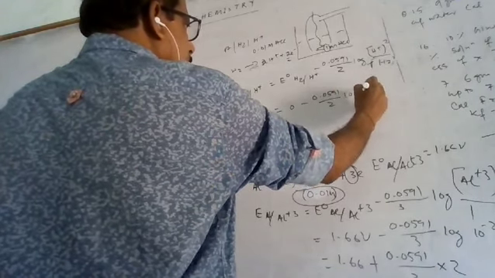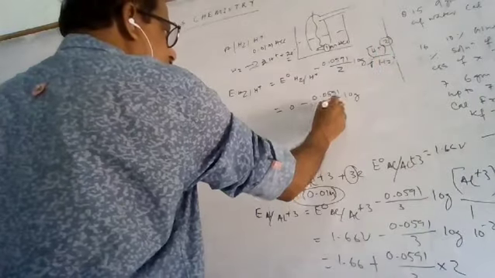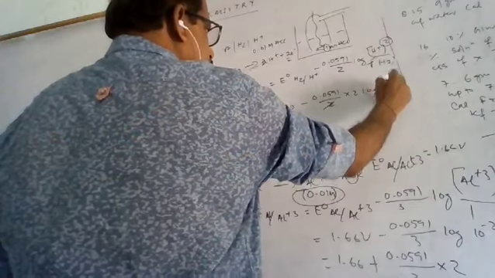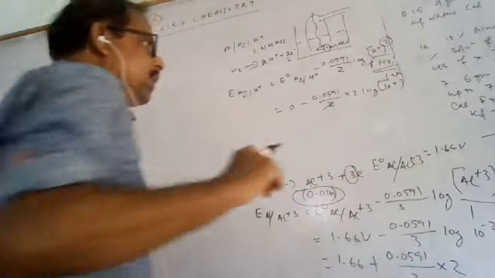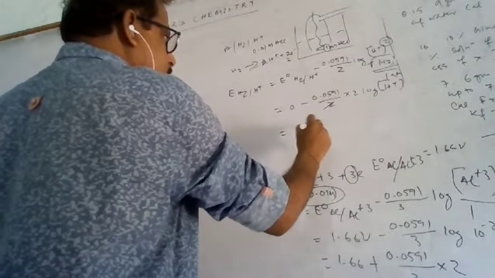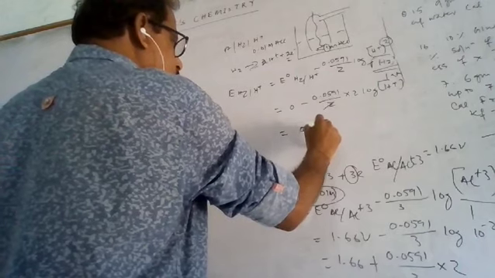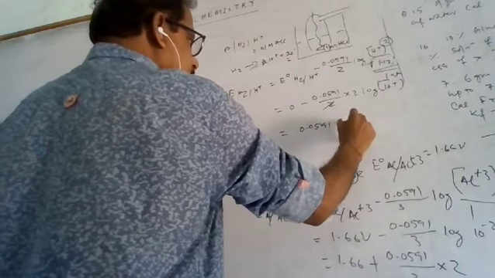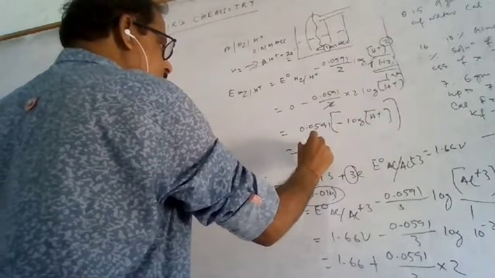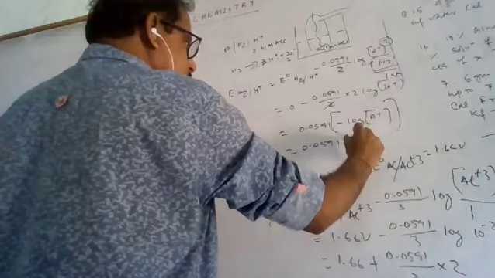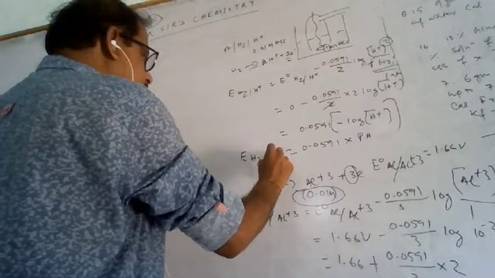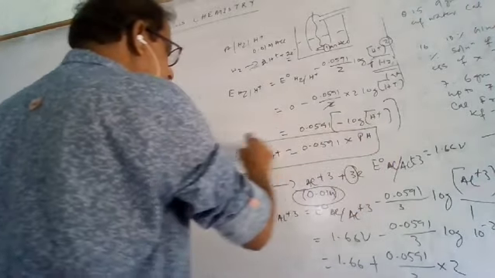The log: the 2 comes out as a factor, so the 2 will be cancelled against the 2. The pressure is equal to 1 atmosphere, which is why it is not written. So that will be equal to 0.0591 times minus log H plus concentration. The minus log H plus concentration is nothing but the pH. So the H2 to H plus potential is equal to 0.0591 times the pH.